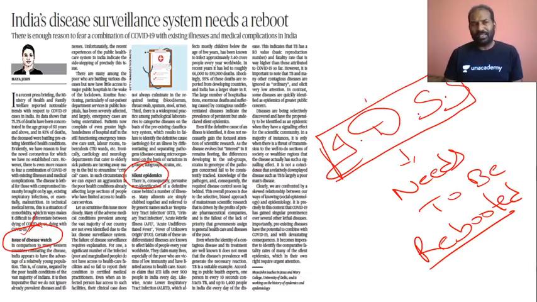This is what India's disease surveillance system has, and it is the need of the hour to have some kind of progress, some kind of steps to be taken into consideration, that there has to be a rebooting of the surveillance system itself.